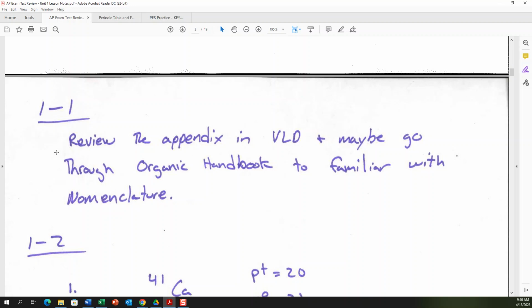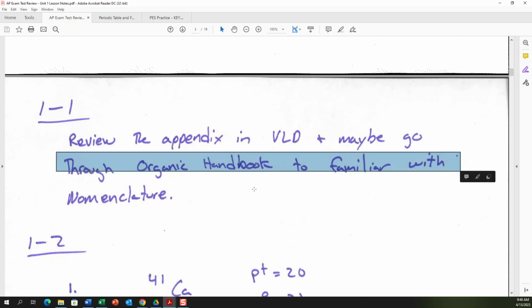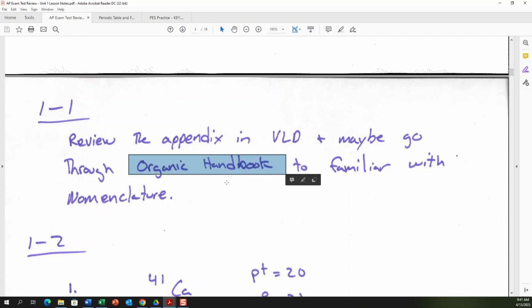If you really want to get heavy into organic, I've posted the Organic Chemistry Handbook. You don't need to know all that stuff for the AP exam. Later on, when we get to molecular structure, I'll be talking more about what you need to know from organic, or things that'll be good for you to have memorized, so you're not wasting your time on the AP exam from organic chemistry.